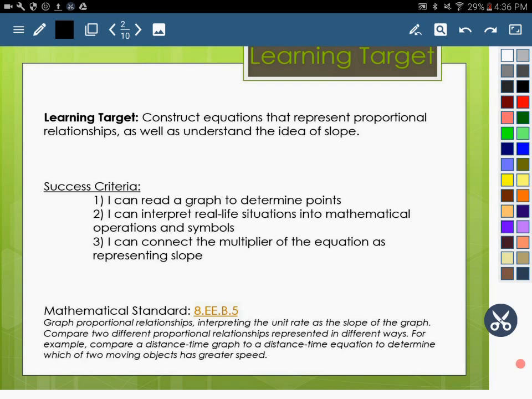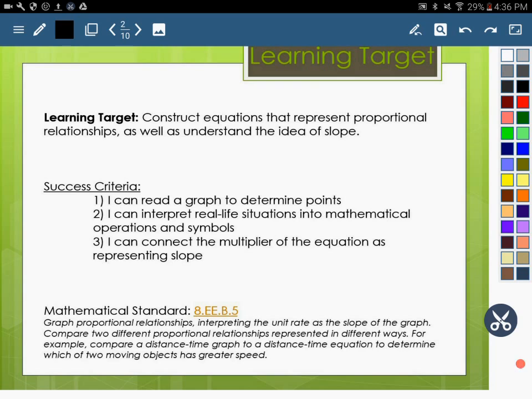If you are given a graph, I should be able to see what the values are in that graph. What's the x, what's the y, and what do those points mean in the context of the problem? Secondly, I can interpret real-life situations into mathematical operations and symbols.